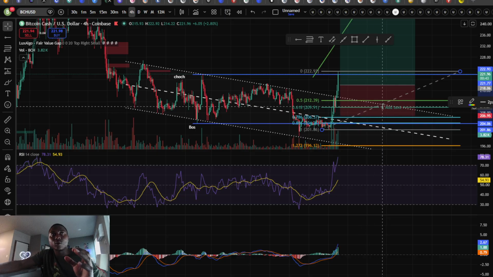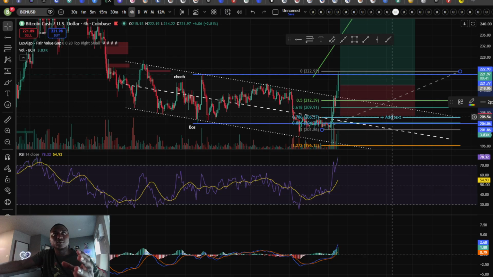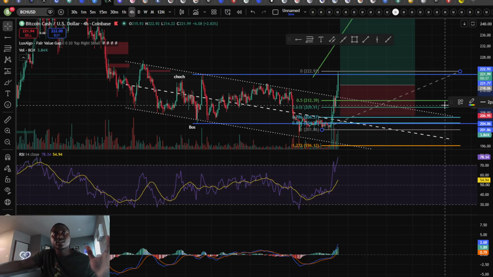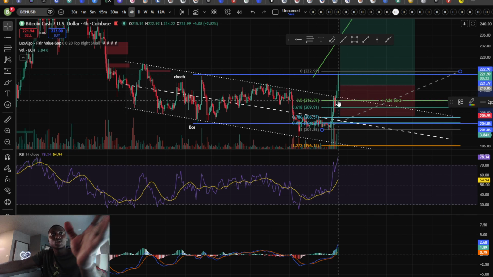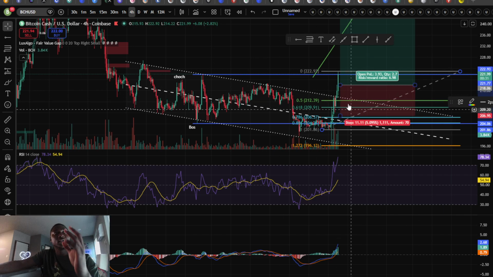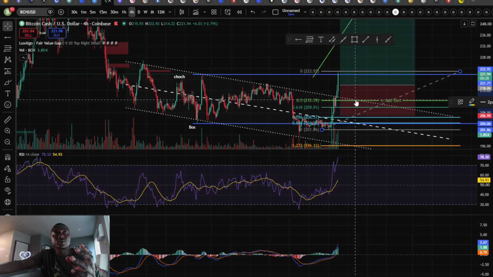Like 0.5 to the 0.786 fibs, right? But let's say you don't have that. Since we have a nice trend line right here, which I followed, by the way, you would just use something like this to the 0.5, which is perfect. If we can have a bounce from the 0.5, it's perfect.